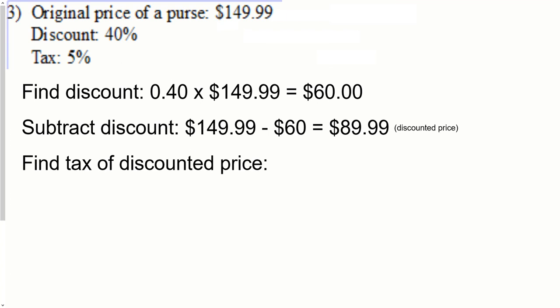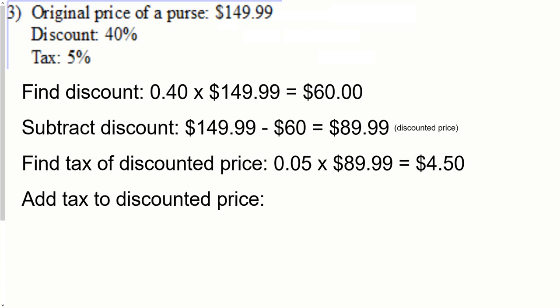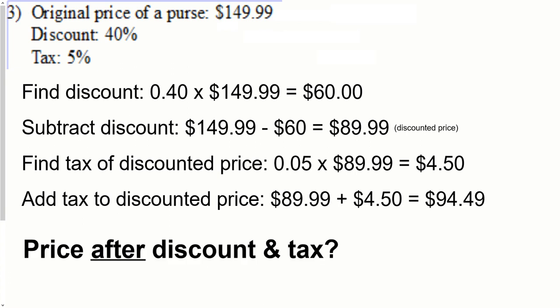So now please find the tax of the discounted amount. So of the discounted price, $89.99, we need 5% of it. So flip it to a decimal, multiply. Again, we've got a round here. This 9 would say throw another penny on top of the $4.49. That'd be $4.50. Add the tax to the discounted price. So the price after discount and tax, $94.49.